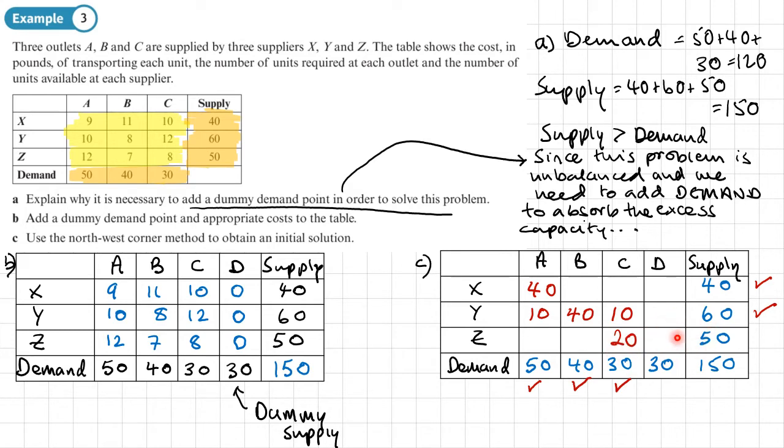So remember, the dummy's here just so that we can complete the algorithm. So supplier Z has 30 left. Remember, we've got excess supply in this case. So we'll just put 30 there. That means that supplier Z is happy and our dummy is happy. It's all been used up. We're able to get right to the end and all our values have been used up. There's nothing left over.